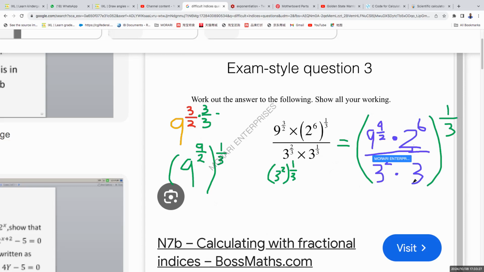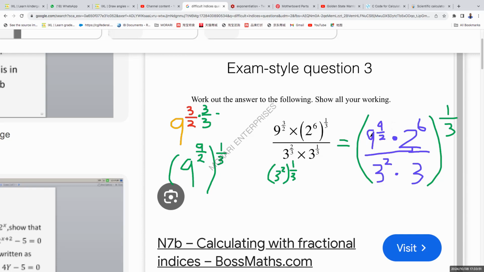Okay. So now they say we should work out the answer to the following. So let's come here and try to see. Now, 3 to the power 9, 9 to the power 9/2. These 2 at the bottom means square root. Yes or no? Yes, sir.